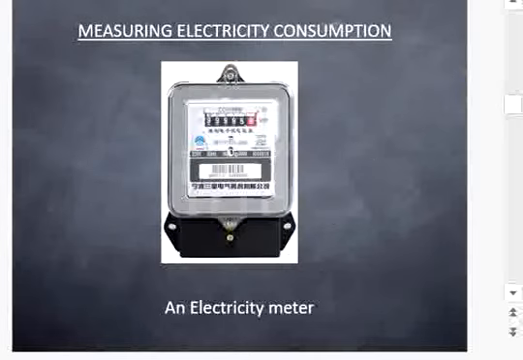The next one is measuring electricity consumption. Nowadays we don't have this kind of meter, unless you remember a long time ago we did have this meter installed in every house. This is what we call the electricity meter. Nowadays we use the digital prepaid meter. If you notice over here we have a particular unit, the kWh, kilowatt hour, which I will explain after this.